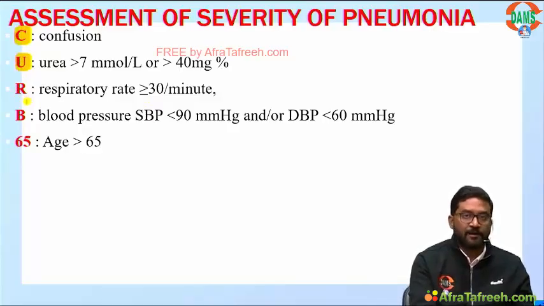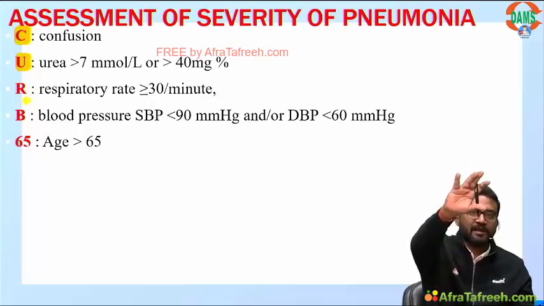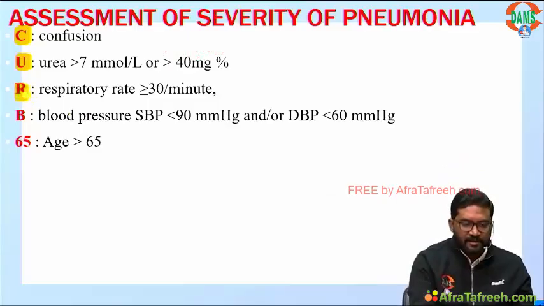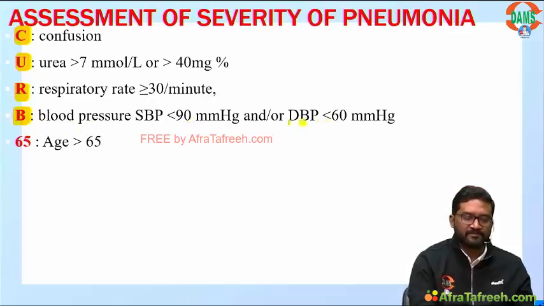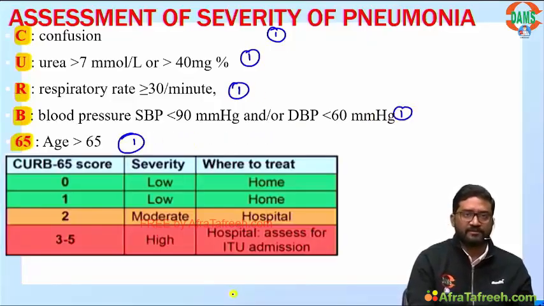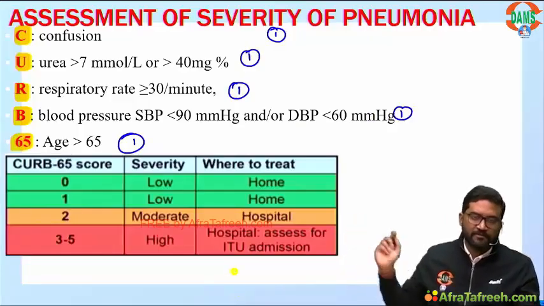Early VAP is within 5 days, late VAP is more than 5 days. Respiratory rate is more than or equal to 30 per minute. Blood pressure is SBP less than 90 and DBP less than 60. And age more than 65. For all of this, we take 1 point into consideration. So this is the scoring system.